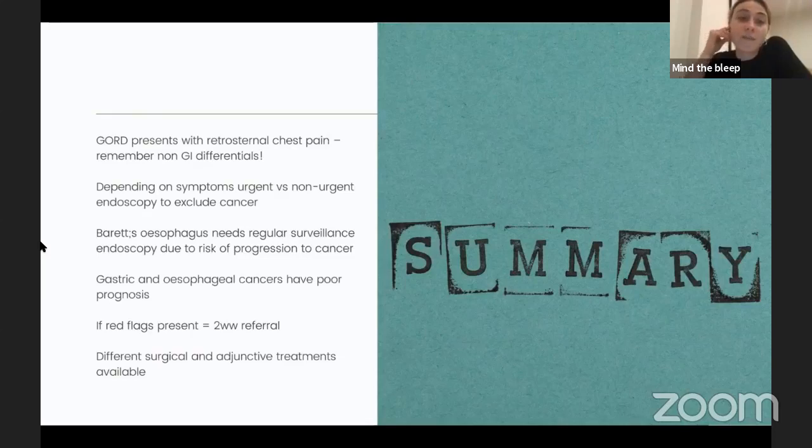If the patient is found to have Barrett's esophagus, they need regular surveillance endoscopy, because there's a high risk of progression to adenocarcinoma of the esophagus.